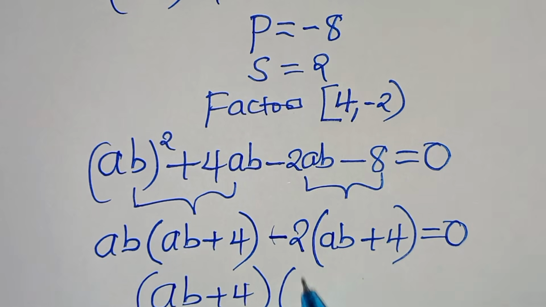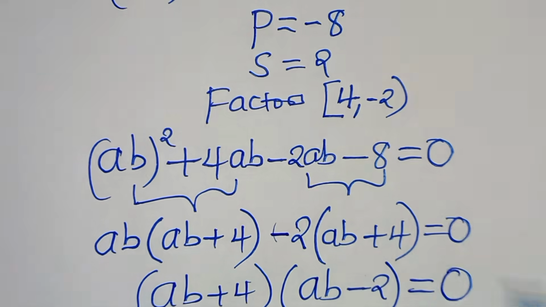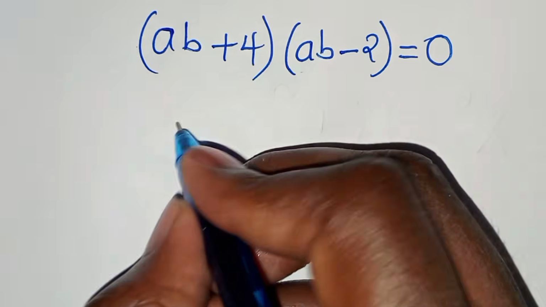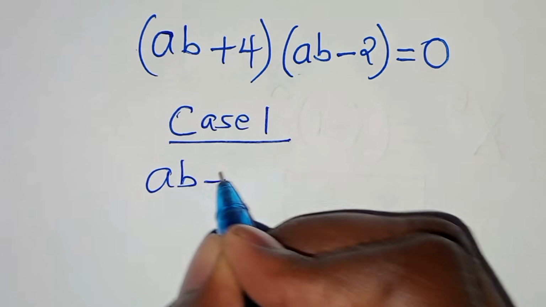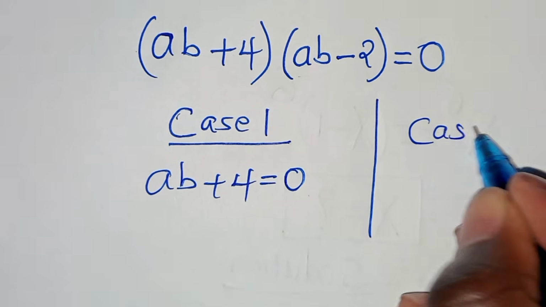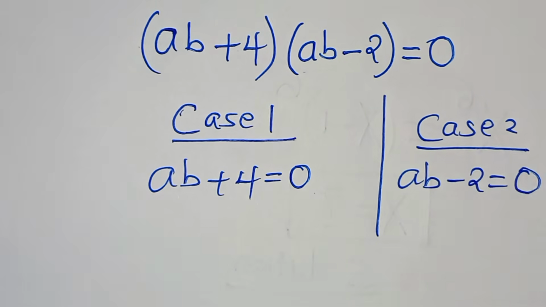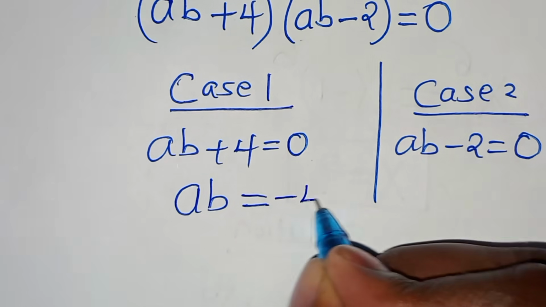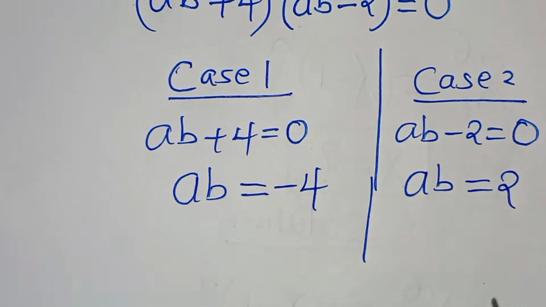So we have ab plus 4 multiplied by ab minus 2, this is equal to 0. Now here we have two cases. Case 1: ab plus 4 is equal to 0. And in case 2, we have ab minus 2 is equal to 0. We have that ab is equal to minus 4, and here we have that ab is equal to 2.